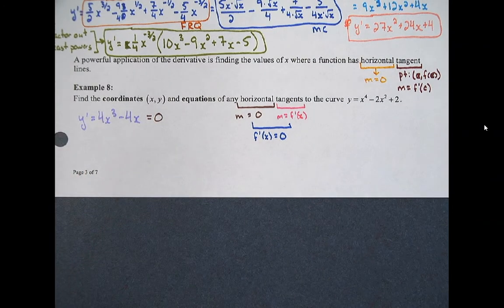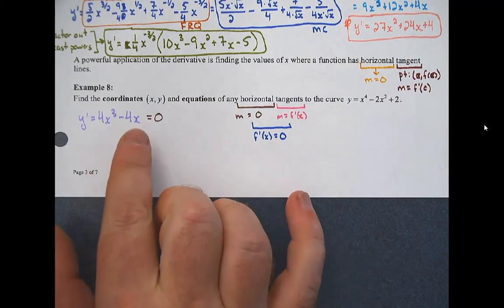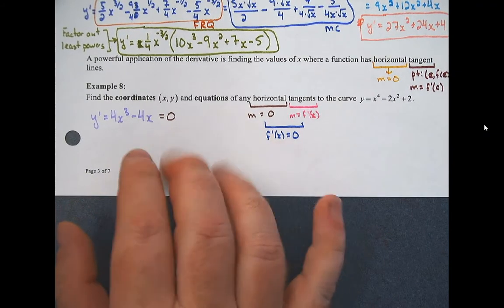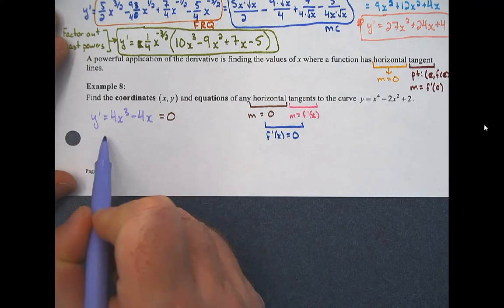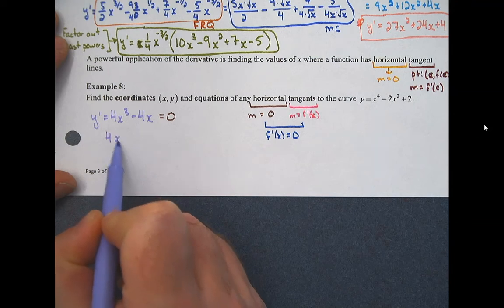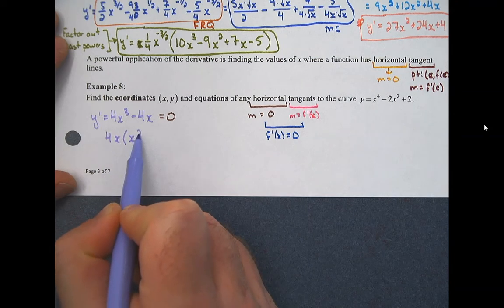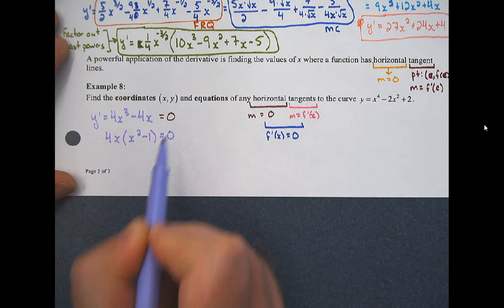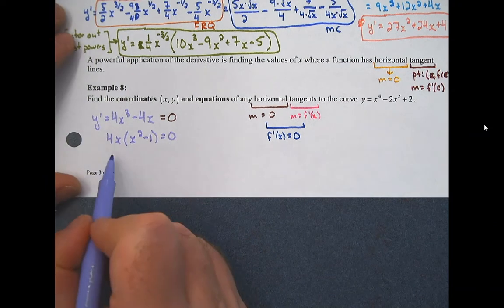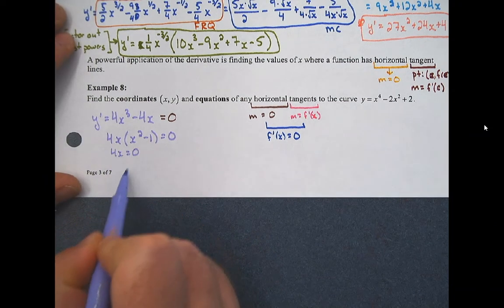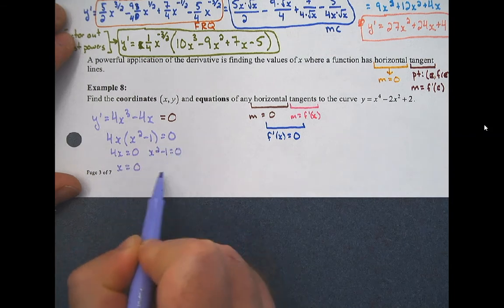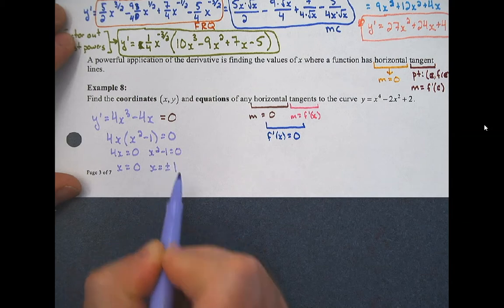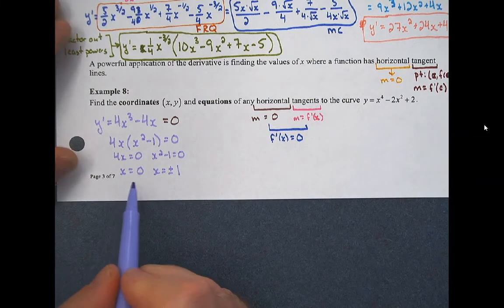Now I'd use my awesome algebra skills to solve this. I see this as a factoring problem. I'm going to factor out least powers. They both have a 4. The least power is an x. That leaves behind x squared minus 1 equals 0. Now I would ZPP these. I would get 4x equals 0, so x equals 0. And I get x squared minus 1 equals 0, which means x equals plus or minus 1.